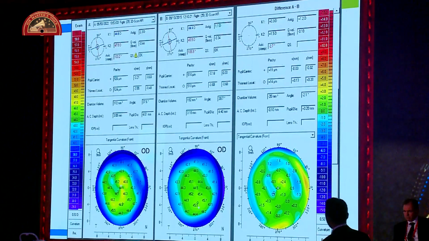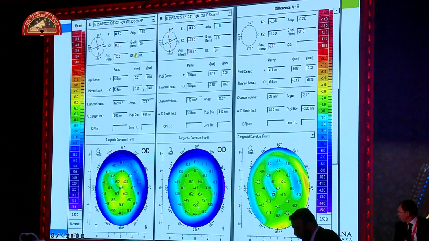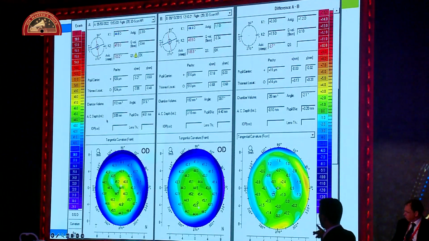One case I had where the patient had come in, like the middle map is the 2015 map, right? And the later map, the 2022 map, the same person, same eye, and there's a significant change in the curvature here. The question arises, does the patient have some ectasia or something else happening to the patient?